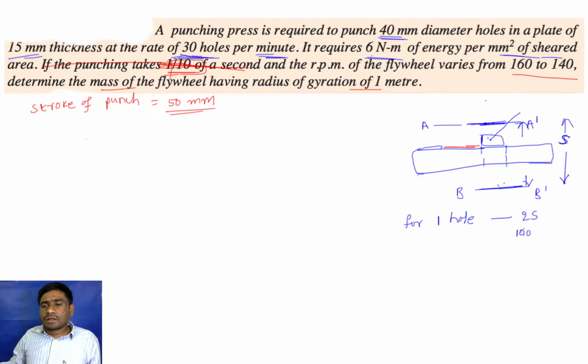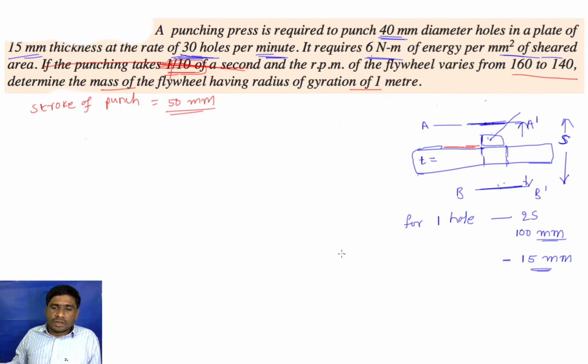So for one hole it's making 2 strokes, that means it traveled 100 mm for one hole. But the actual stroke, or actual distance that it needs to travel, is only t, equivalent to t. What is t? It is actually only 15 mm, or resistant torque is applied only during this 15 mm.